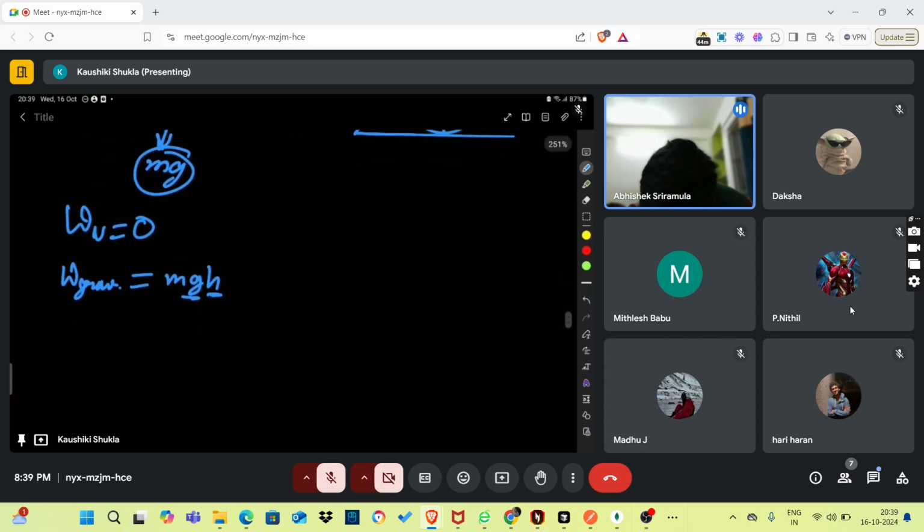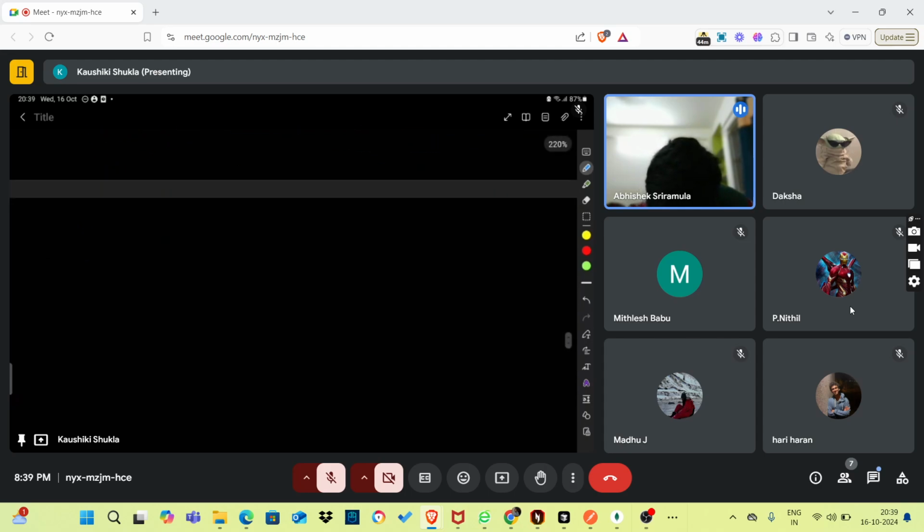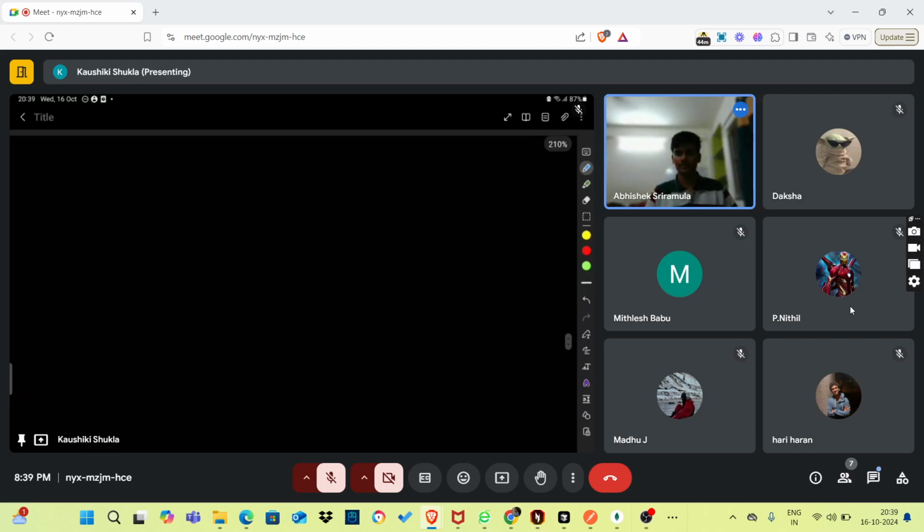That's it. So now we'll be looking at different forms of energy. This is what is important. Kinetic energy, I'll be writing all the formulas here. Kinetic energy is the energy of a body due to the virtue of its motion. This is just a basic definition. What is useful for you is the formula, that is half mv square.